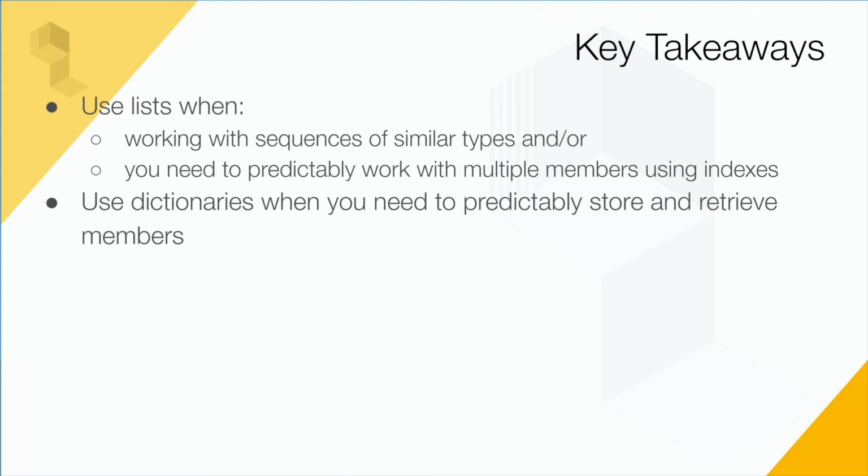So here are the key takeaways from part 3. Containers are essential when working with collections of members. Whether they are all similar or different, we've covered the fundamental containers, each of which has distinct features. Use lists when working with sequences of similar types or when you need to predictably work with multiple members using indexes. Use dictionaries when you need to predictably store and retrieve members.